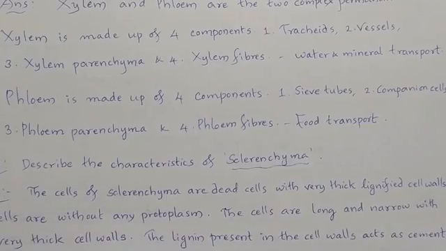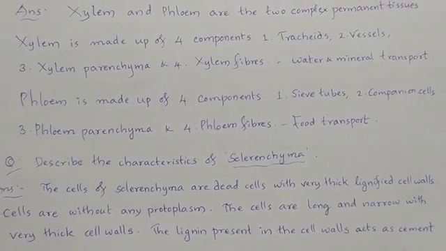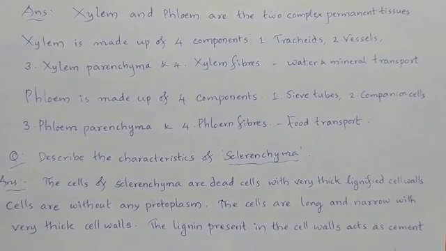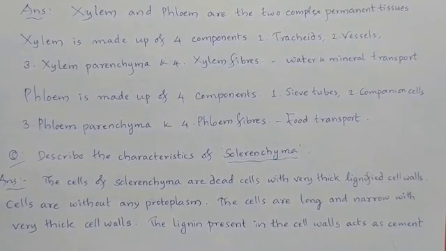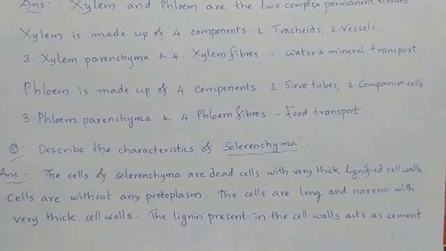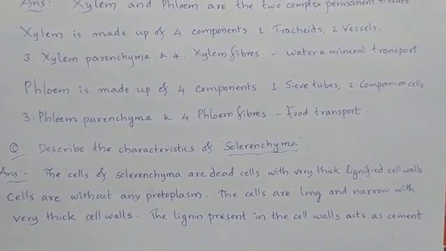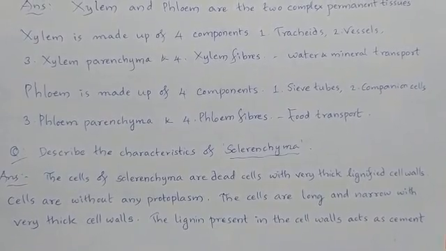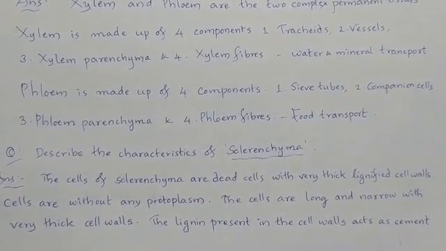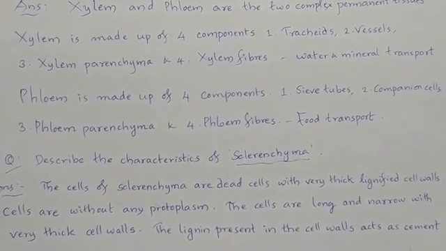The lignin present in the cell walls acts as a cementing substance between the cells, so that the cells are compactly arranged and there are no intercellular spaces between the cells of the sclerenchyma. Unlike in parenchyma, in sclerenchyma, intercellular spaces are almost nil because of the action of lignin. The cells are attached compactly, and lignin acts as a cementing substance between the cells of the sclerenchyma.